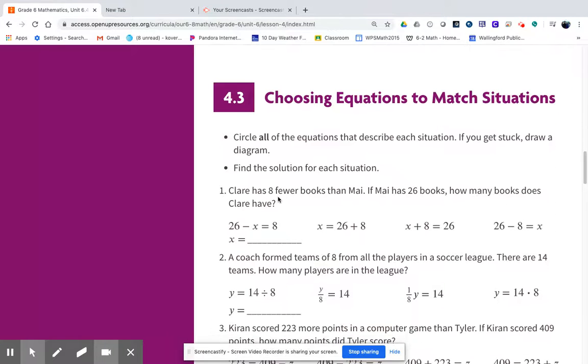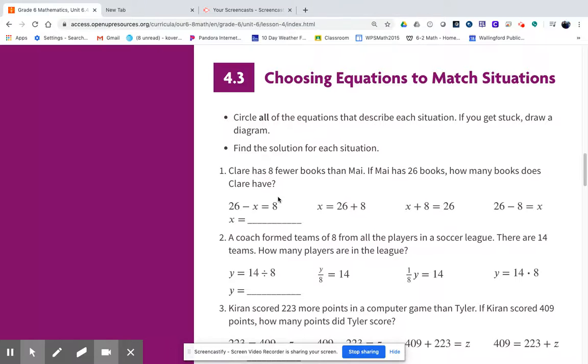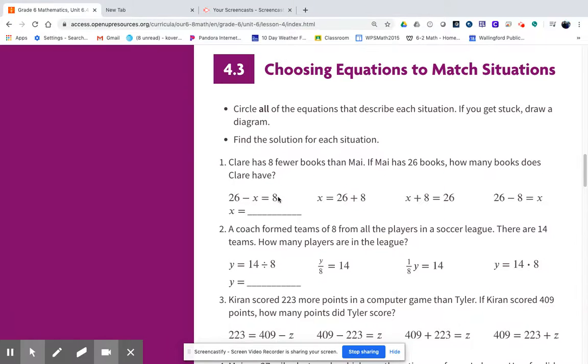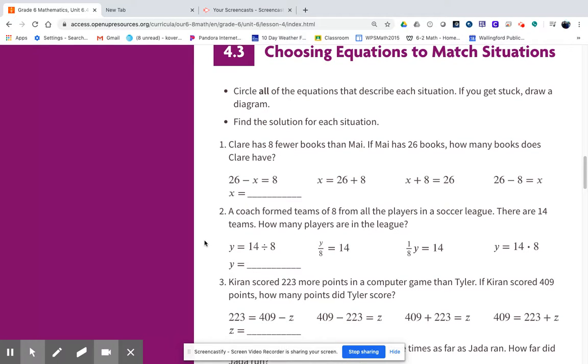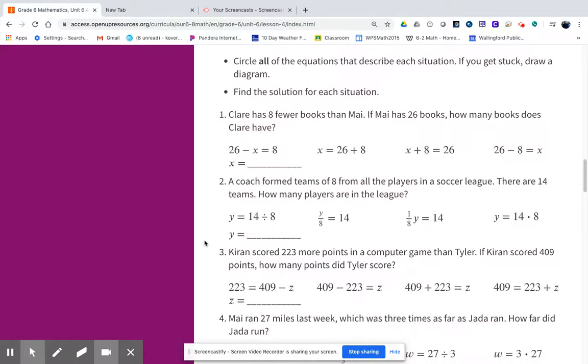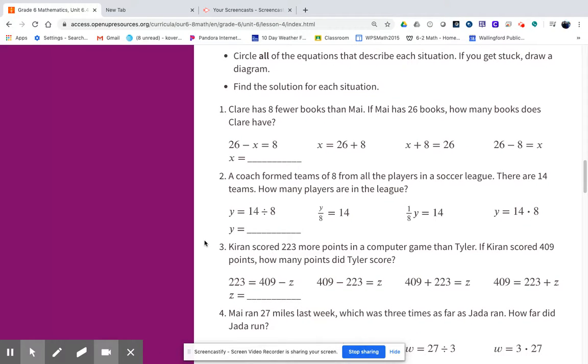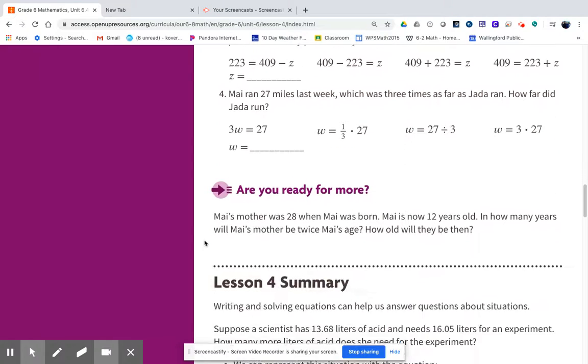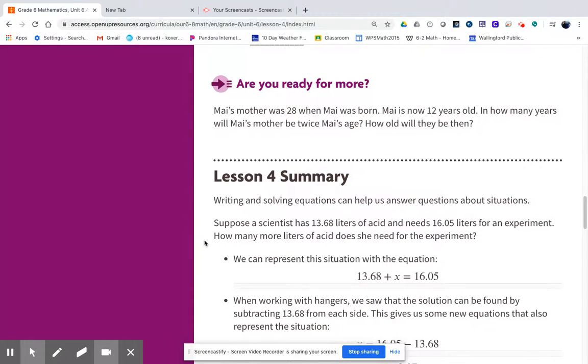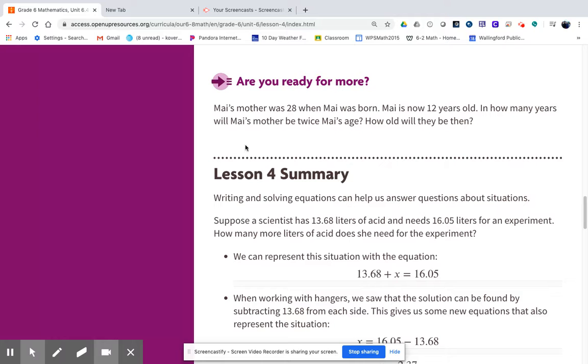So once you've done that and talked about that, we're going to go on to 4.3, which is choosing equations to match situations. So you're going to read the situation and try to match an equation to that particular situation. Again, you can work together on this, or work individually, completely up to you. There are 4 problems there. And try to answer the question on, are you ready for more?